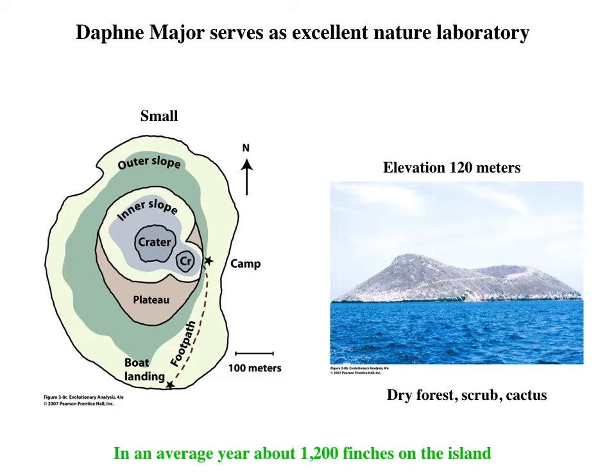Okay, so it's an uninhabited island by humans, right? For the most part, no permanent dwellings there. But it has a lot of finches on there. On average, about 1,200 finches live on the island in any particular year. You have some leaving, some coming back, some newly coming.